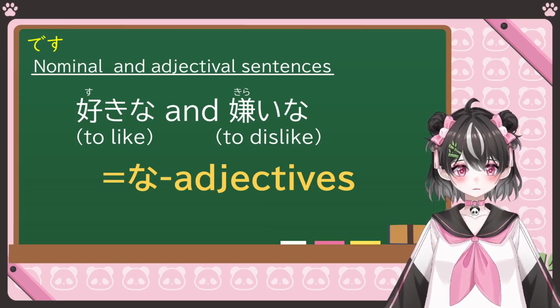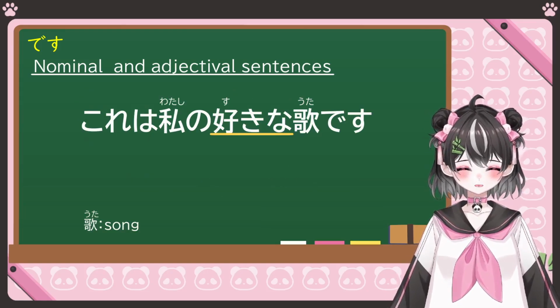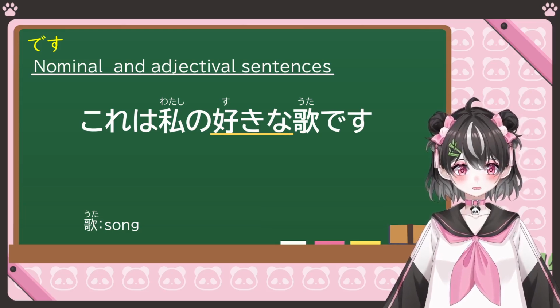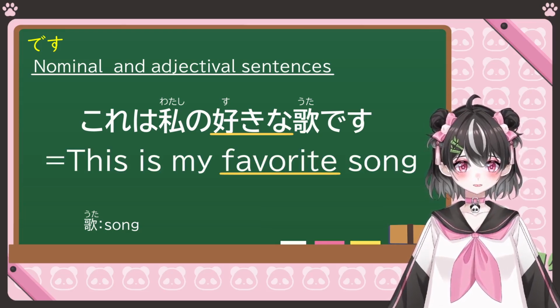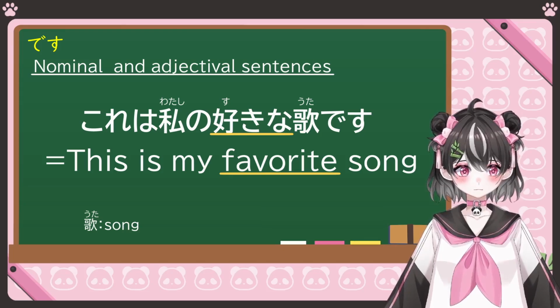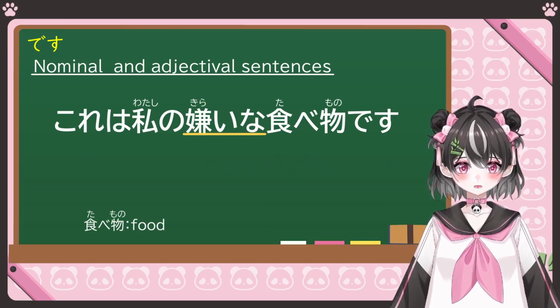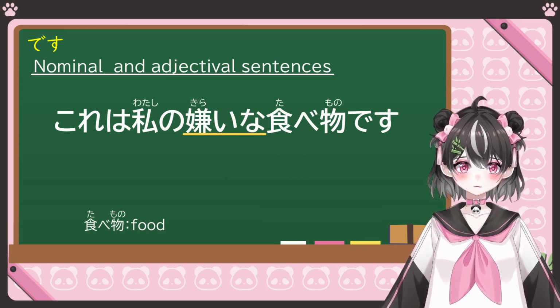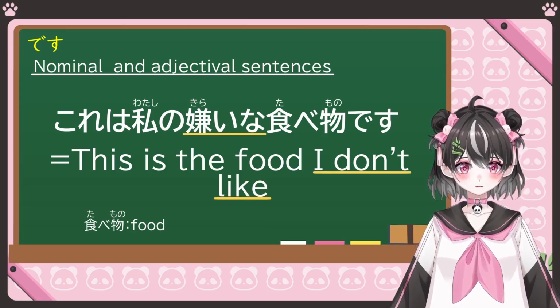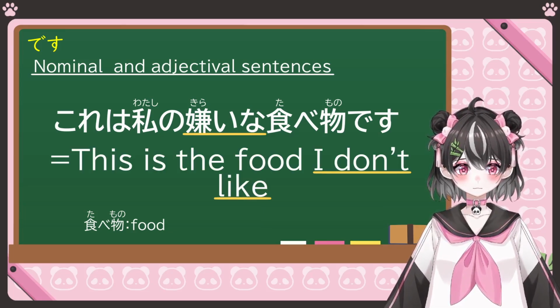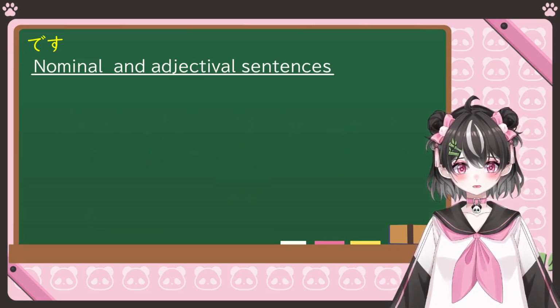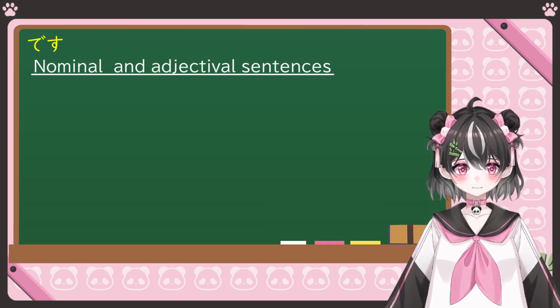So you can use them like this. これは私の好きな歌です。This is my favorite song. これは私の嫌いな食べ物です。This is a food I don't like. It's a common expression, so give it a try.